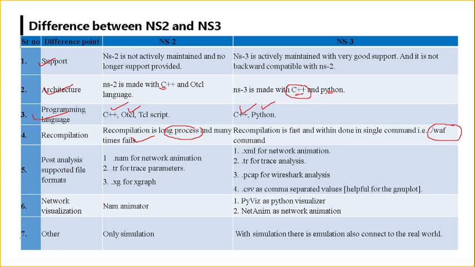When it comes to analysis, which are the different files that you can generate using NS2 and NS3 for analysis? For network animation in NS2, we use the .nam file, for the trace file we use the .tr extension, and for graphs we use .xg supporting files. When it comes to NS3, we use the .xml file for network animation analysis, the .tr file for trace analysis, .pcap for packet capture files using the Wireshark tool, and CSV for generating GNU plots.